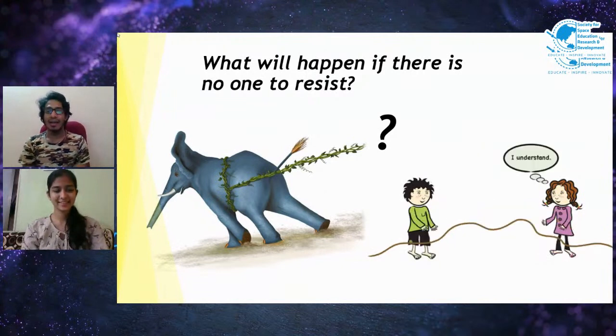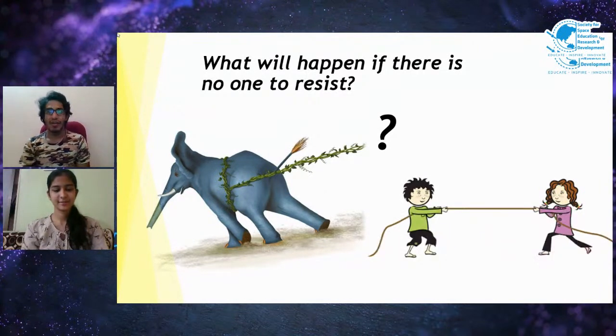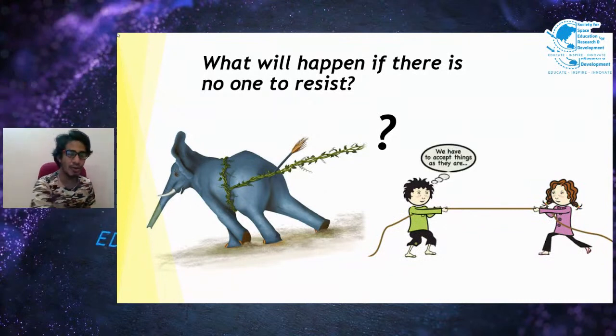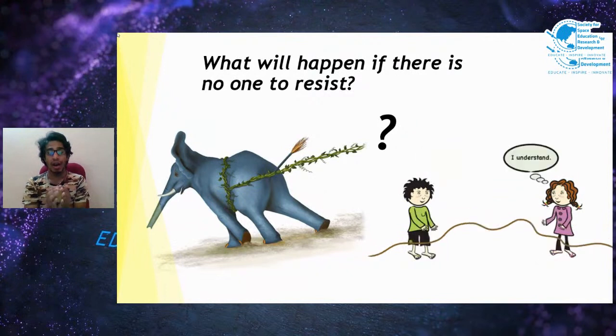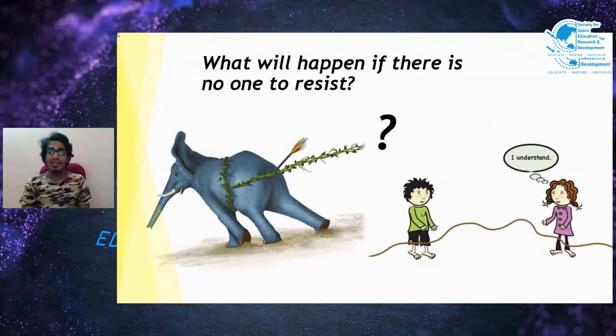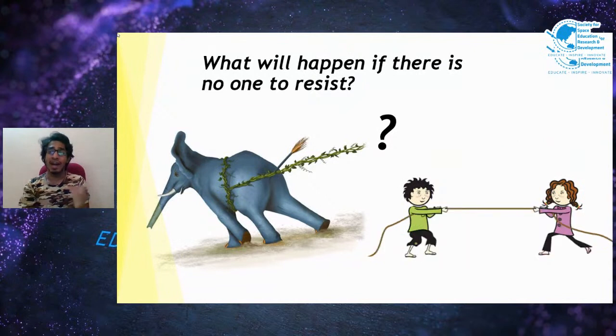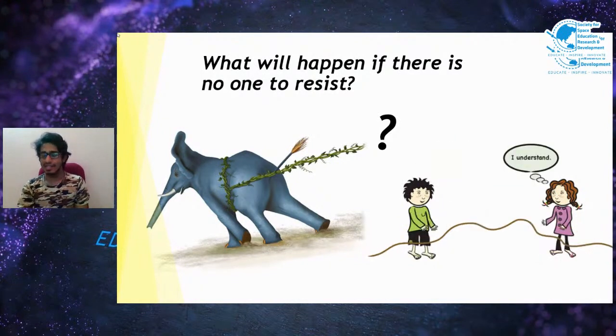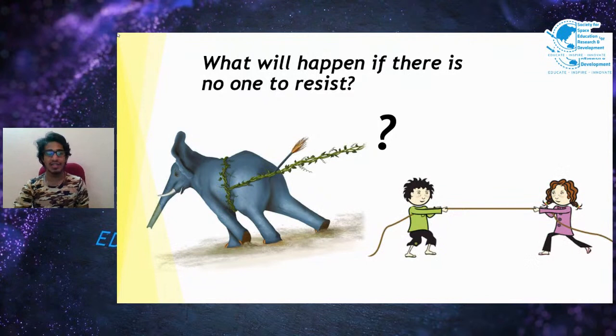She taught us that mass is different from weight. Why is that? She told us that mass is a measure of how much matter is present in a particular object, whereas weight is a measure of how heavy a particular object is. We will learn about why mass and weight are different once we learn the concept of weightlessness. Before going into that, let me answer this question of what will happen if there is no one to resist in the game of tug of war.